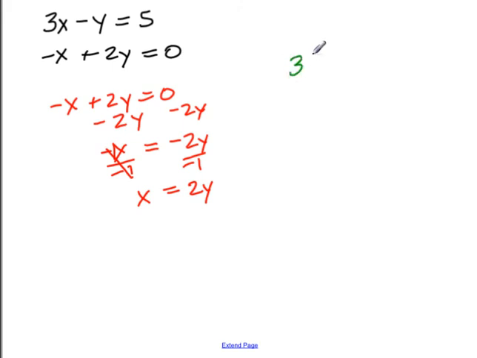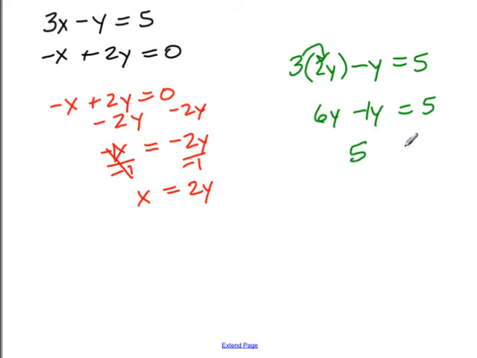So 3 times x, which is going to be 2y we said, minus y equals 5. And I'm going to go ahead and use the distributive property. 6y minus y equals 5. 6y minus 1y is basically what we're saying here. So we get 5y equals 5. Divide both sides by 5. And we get y equals 1.